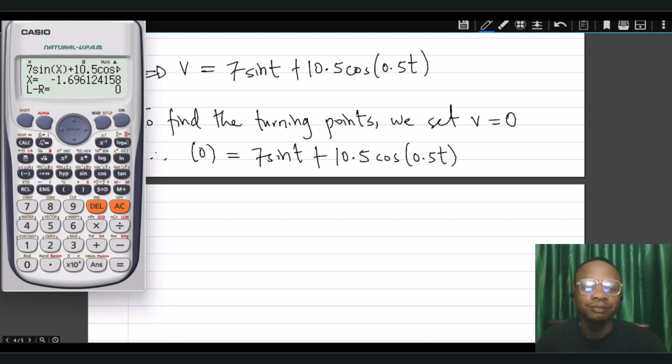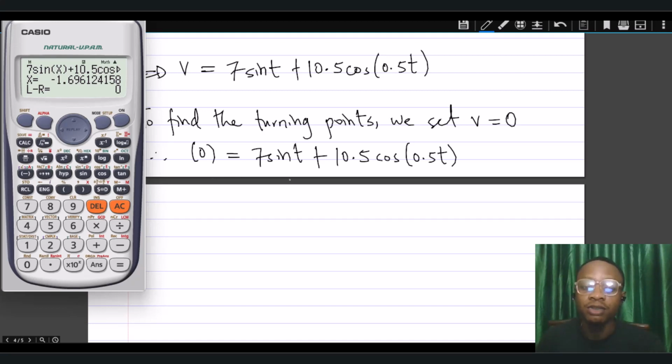So it tells us that x is equal to minus 1.69. Of course, our calculator is in radian, so this result is in radian. Okay, the result it just gave us now. So it tells us that this equation has a solution at minus 1.6962 blah blah blah radians. Of course, that minus is not within our interval from 0 to 5.